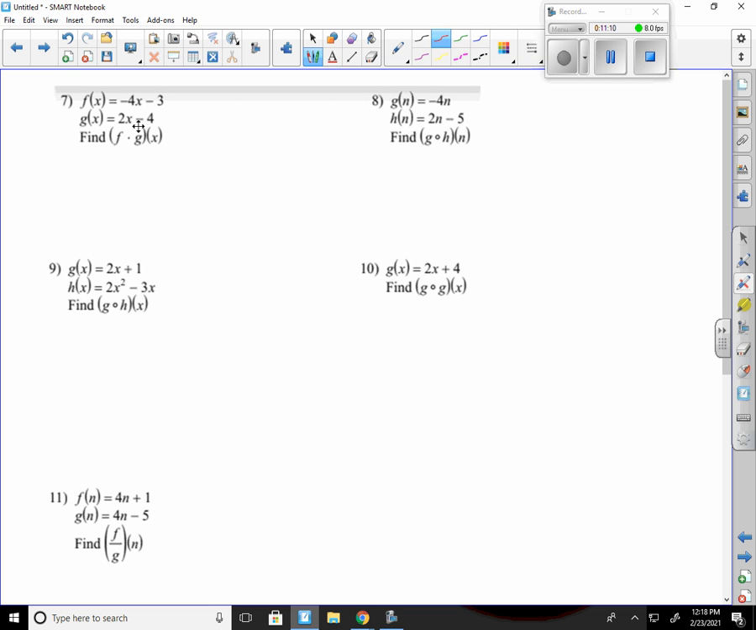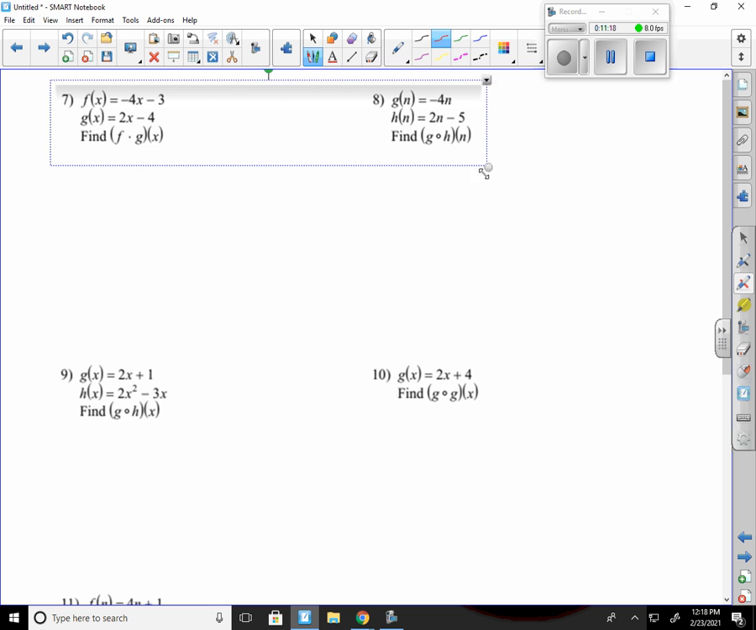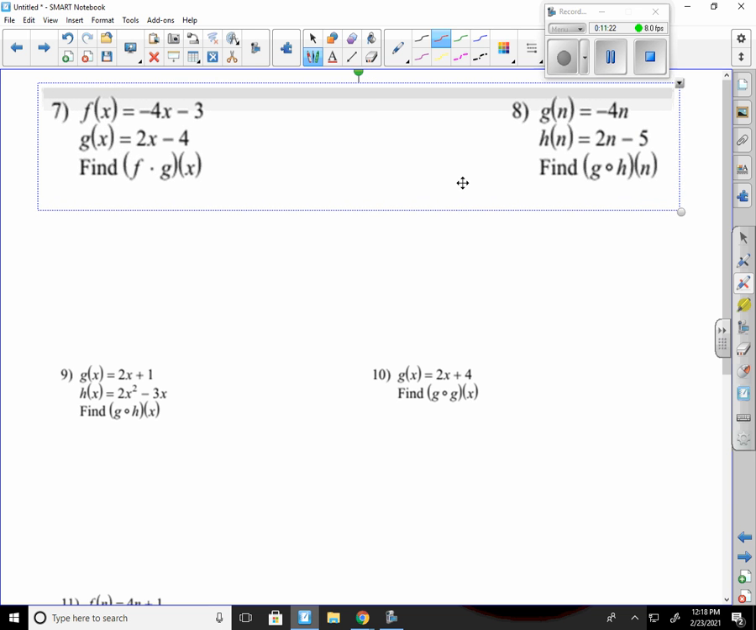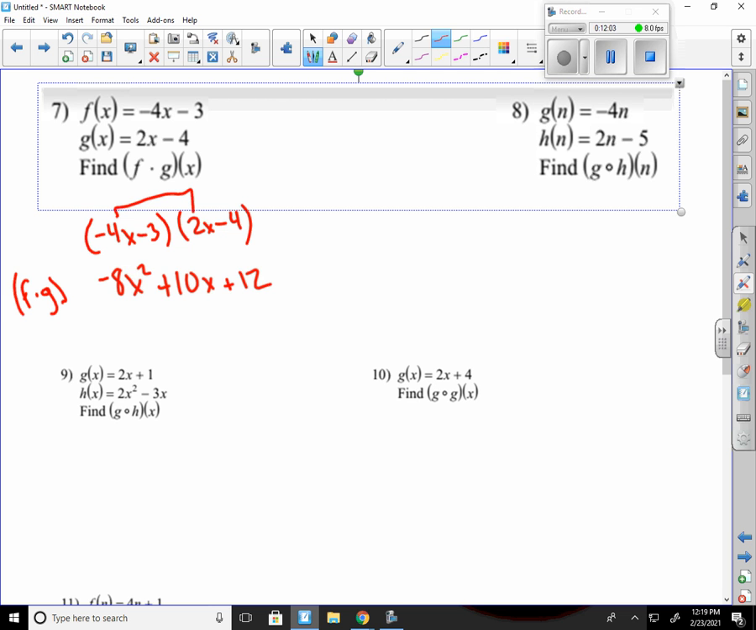Number 7, it's another multiplying, but now we see we don't have a number. It's just an x here. So that's sad. Way to ruin my day. So now we take f times g. That's negative 4x minus 3 times 2x minus 4. Got to FOIL this. That's negative 8x squared plus 16x, negative 4x times negative 4, minus 6x, so that's going to be plus 10x, and then negative 3 times negative 4 is plus 12. And that is f times g of x.